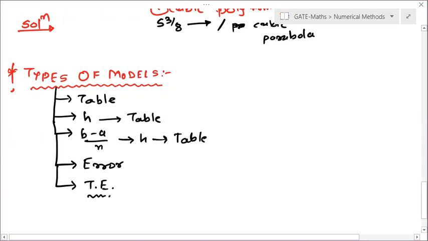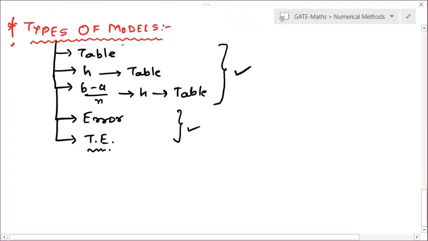Students are able to score marks in this. 80% of students will score marks in this section, while 20% of students lose marks in this section. Error and truncation error, the truncation error in particular, is the most important concept here. So let us see each and every model.